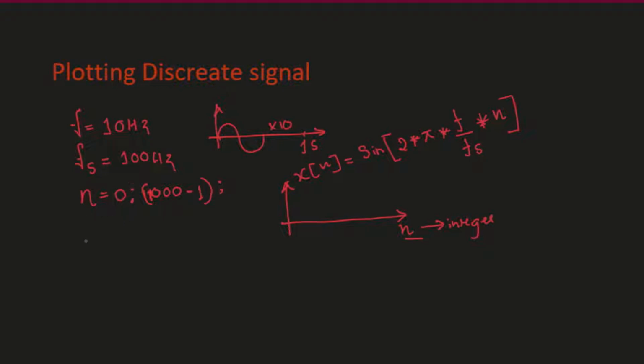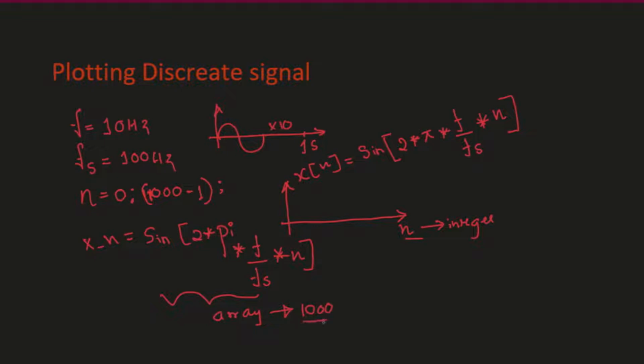Now we will see in detail how we will be doing that in MATLAB. I can right away define a variable x of n equals sine of 2 into pi, where pi is an inbuilt function in MATLAB, into f by fs into n. This output will again be a one dimension array, which is of size 1000. Okay, so let's see how we'll be doing this in MATLAB.